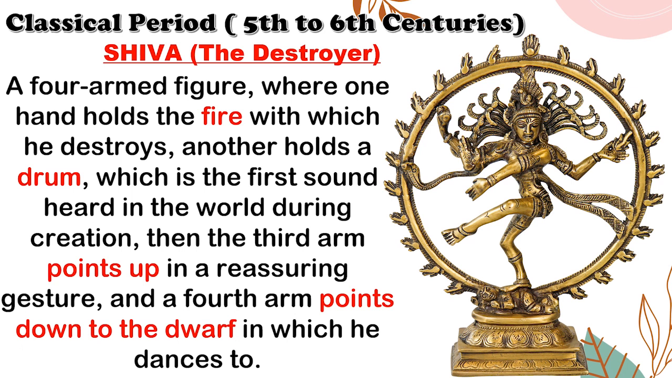Shiva the Destroyer is a four-armed figure where one hand holds the fire with which he destroys, and another holds a drum, which is the first sound heard in the world during creation. Then the third arm points up in a reassuring gesture, and lastly the fourth arm points down to the dwarf on which he dances.